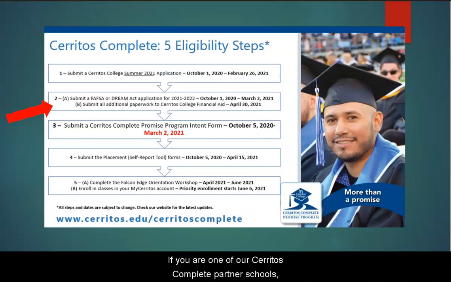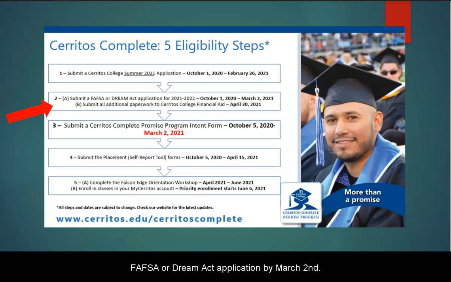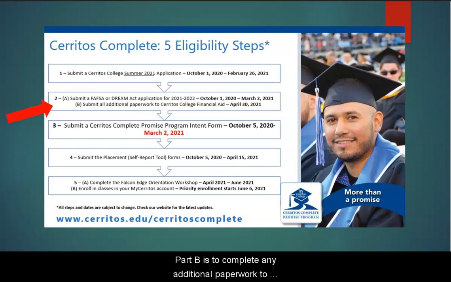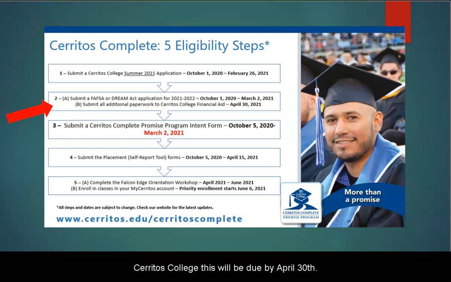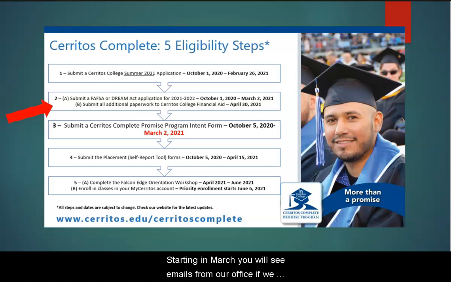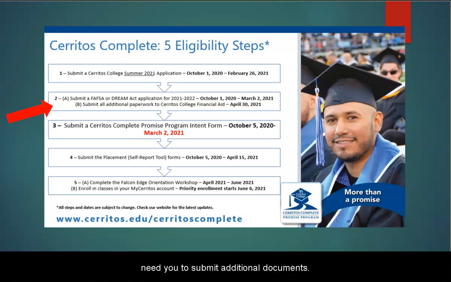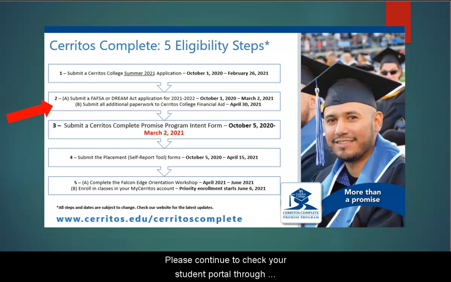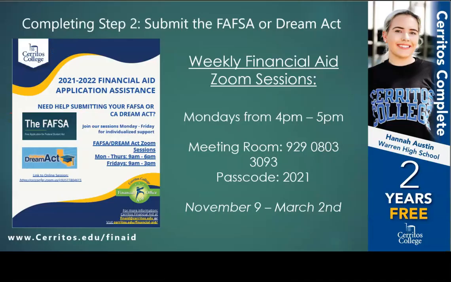If you are one of our Cerritos Complete Partner schools, we do want to remind you of the 5 eligibility steps for Cerritos College in order to receive 2 years of free tuition and additional assistance. Today we're reviewing Step 2, Part A, which is to submit your FAFSA or DREAM Act application by March 2nd. Part B is to complete any additional paperwork to Cerritos College. This will be due by April 30th. Starting in March, you will see emails from our office if we need you to submit additional documents. Please continue to check your student portal through My Cerritos as well as your email address for more.